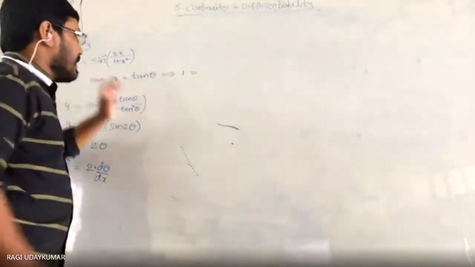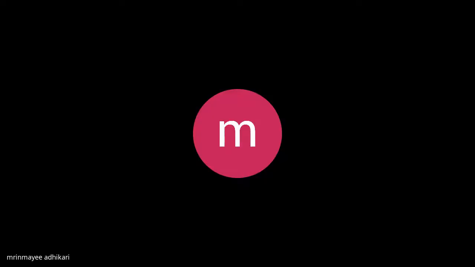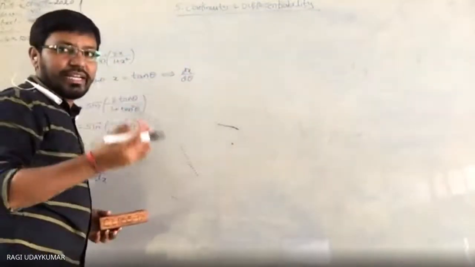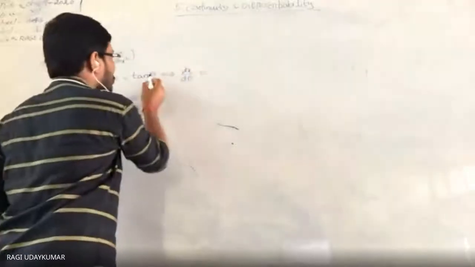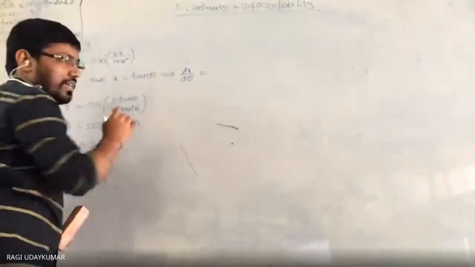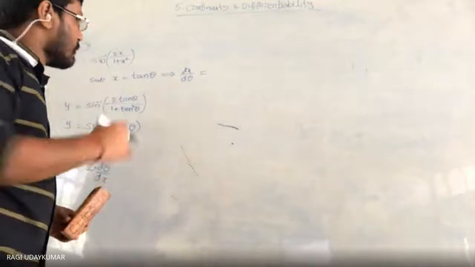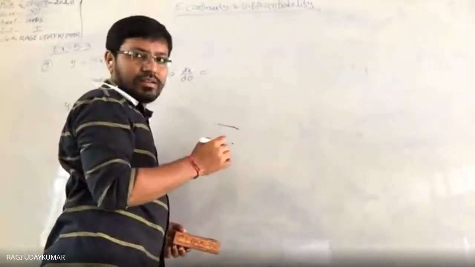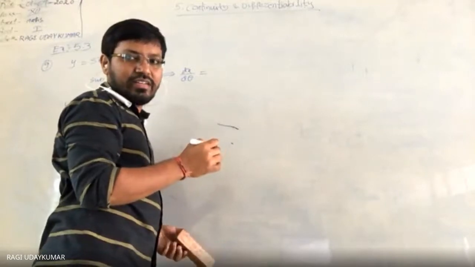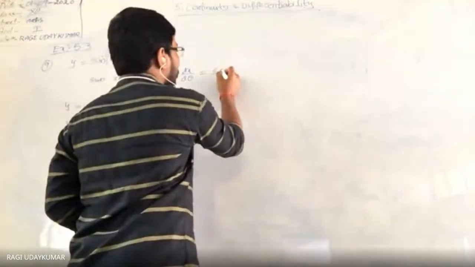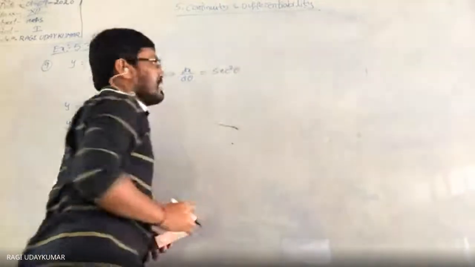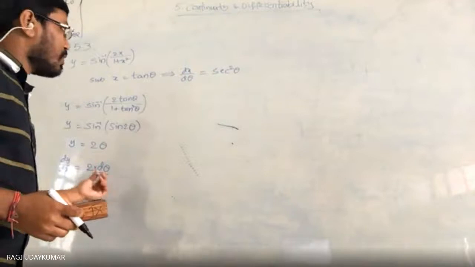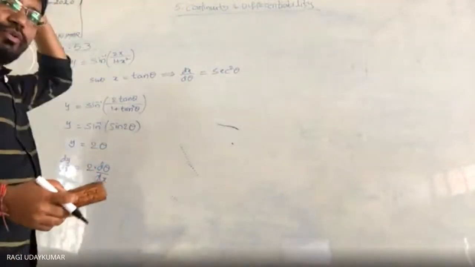You can do this here in 2 different ways. dx by d theta, what I am doing here? Differentiating with respect to theta. So here you already have tan theta. So dx by d theta is equal to the differentiation of tan theta. Differentiation of tan theta is secant square theta. But whenever you want d theta by dx, you need to replace.